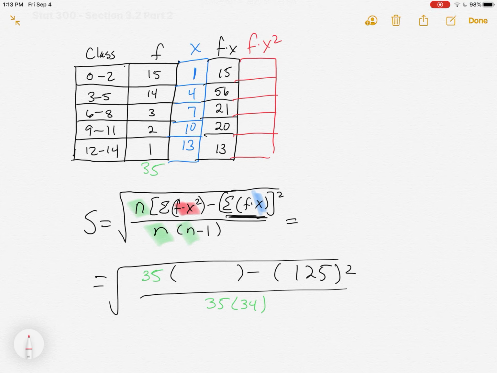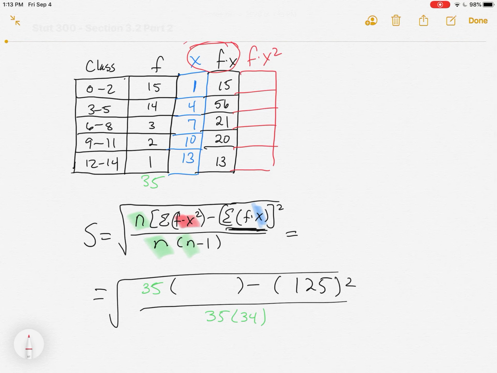So my suggestion would be to look at this from an algebra point of view. Certainly you could square the x and multiply by f, but you could just multiply these two columns together. Those two columns together right there. Why? Because it introduces another x.